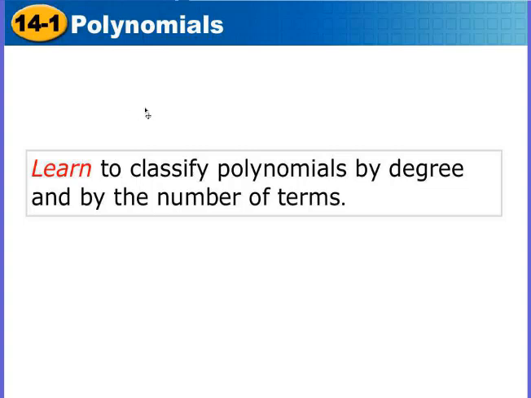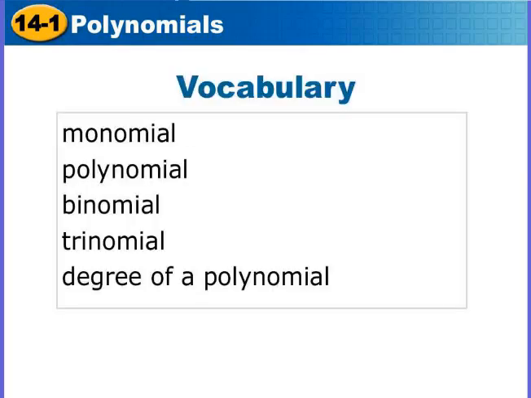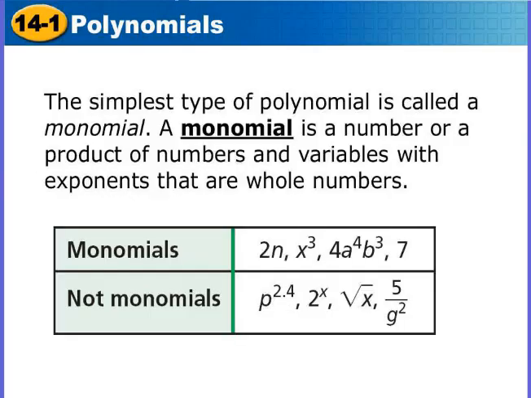Okay, so today we're going to be learning how to classify polynomials by degree and by the number of terms. There are several definitions that we're going to be looking at today: monomial, polynomial, binomial, trinomial, and then the degree of a polynomial. Really, monomial, binomial, and trinomial are all different types of polynomials, and that's what you're going to find out in this lesson today.